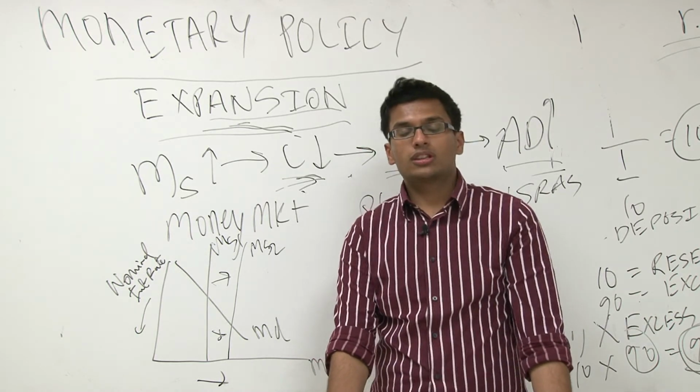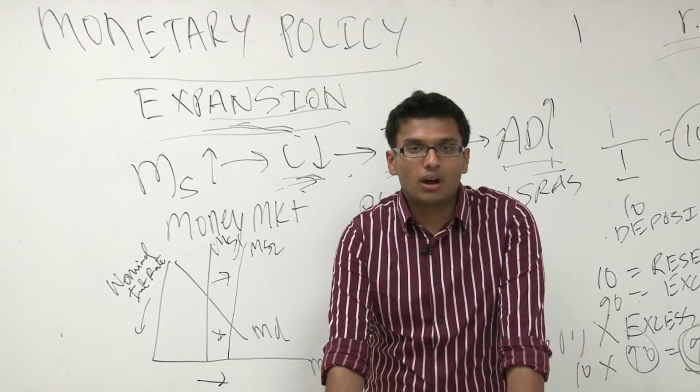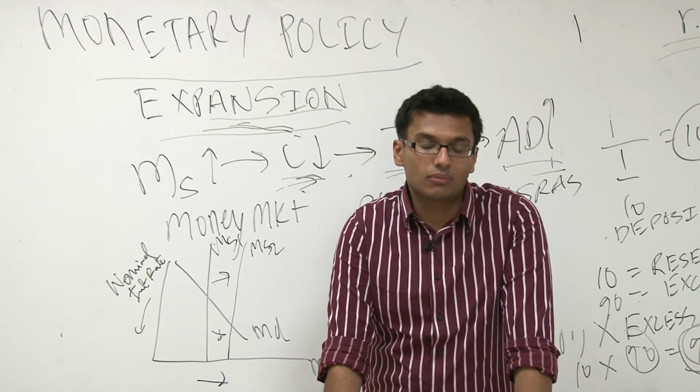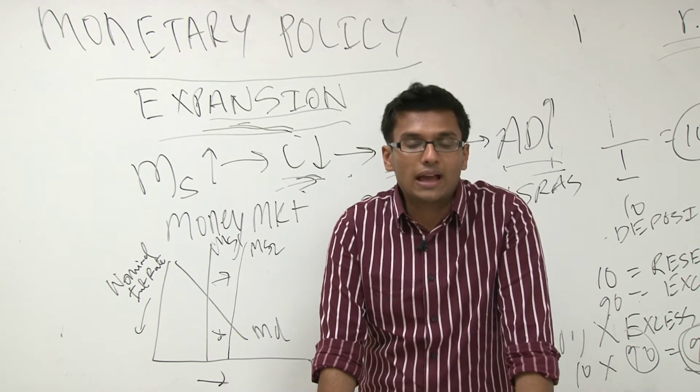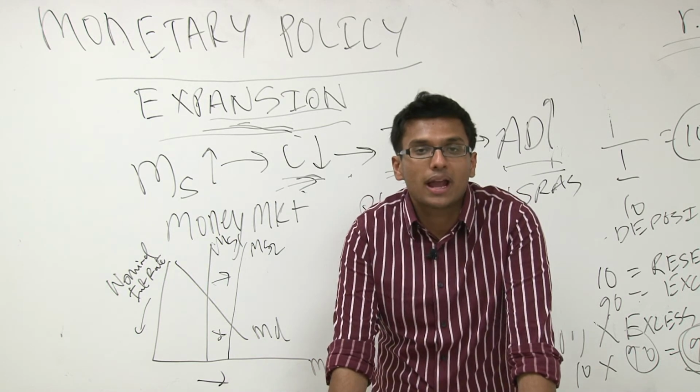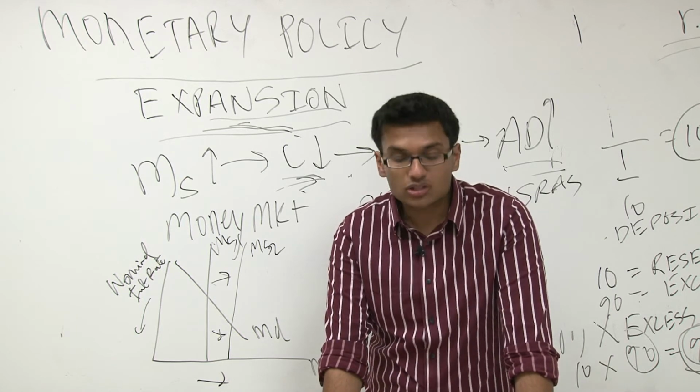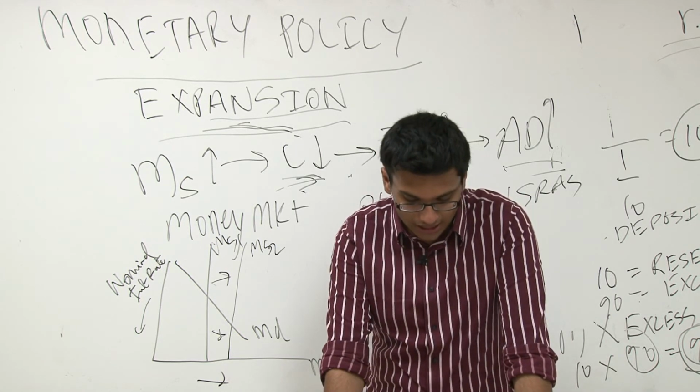The reserve ratio is one of the tools that the federal government uses to monitor and to enforce monetary policy. The two other ways are open market operations, which basically means buying and selling bonds, and the other one is changing the discount rate.